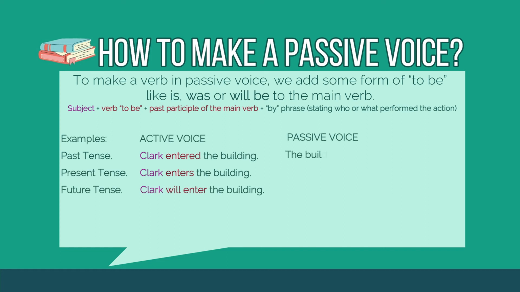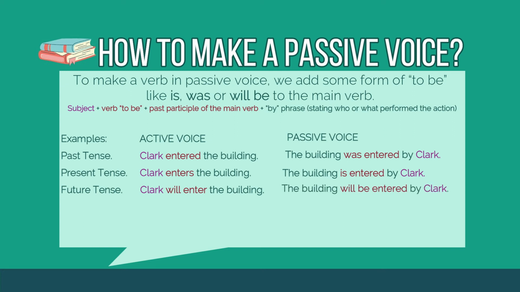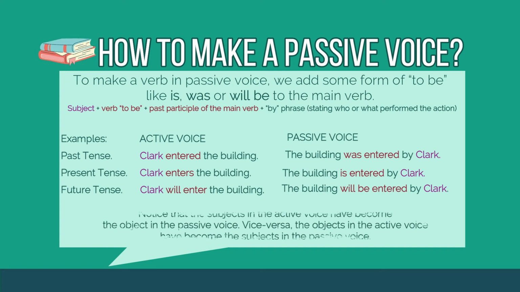Examples: the building was entered by Clark. The building is entered by Clark. The building will be entered by Clark. Notice that the subjects in the active voice have become the object in the passive voice. Vice versa, the objects in the active voice have become the subjects in the passive voice.